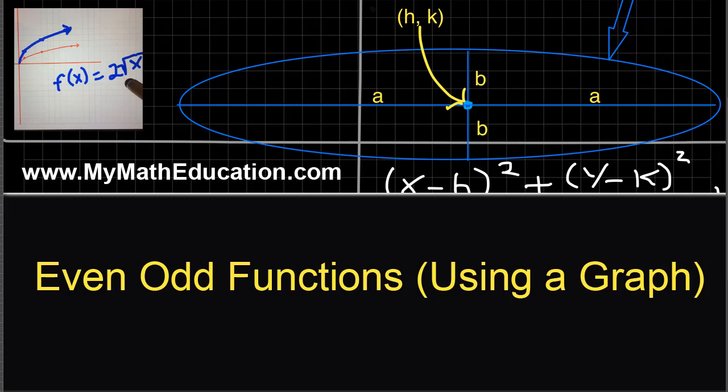When a function is even, the graph of that function will have symmetry over the y-axis, meaning it will reflect over y. If the graph is odd, it will have symmetry over the origin, meaning it has 180-degree rotational symmetry.